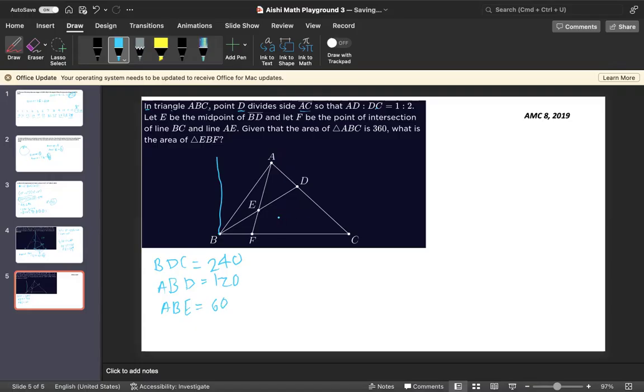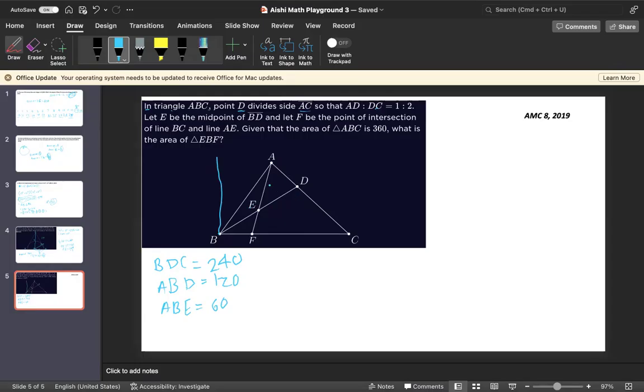Okay, so now let's just find the ratio of the height of EBF to the height of ABC. Since we know that the ratio of the height of BDC and the height of ABC is 2:3, we can just find the ratio of the height of EBF and the height of BDC.